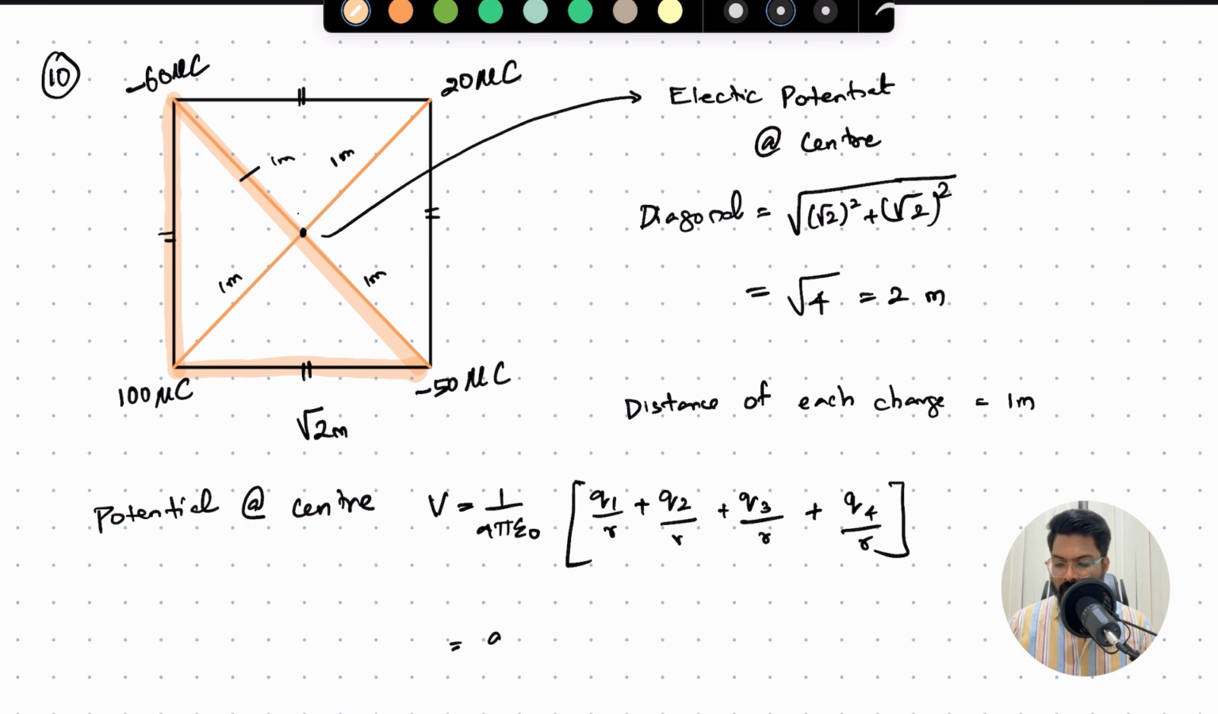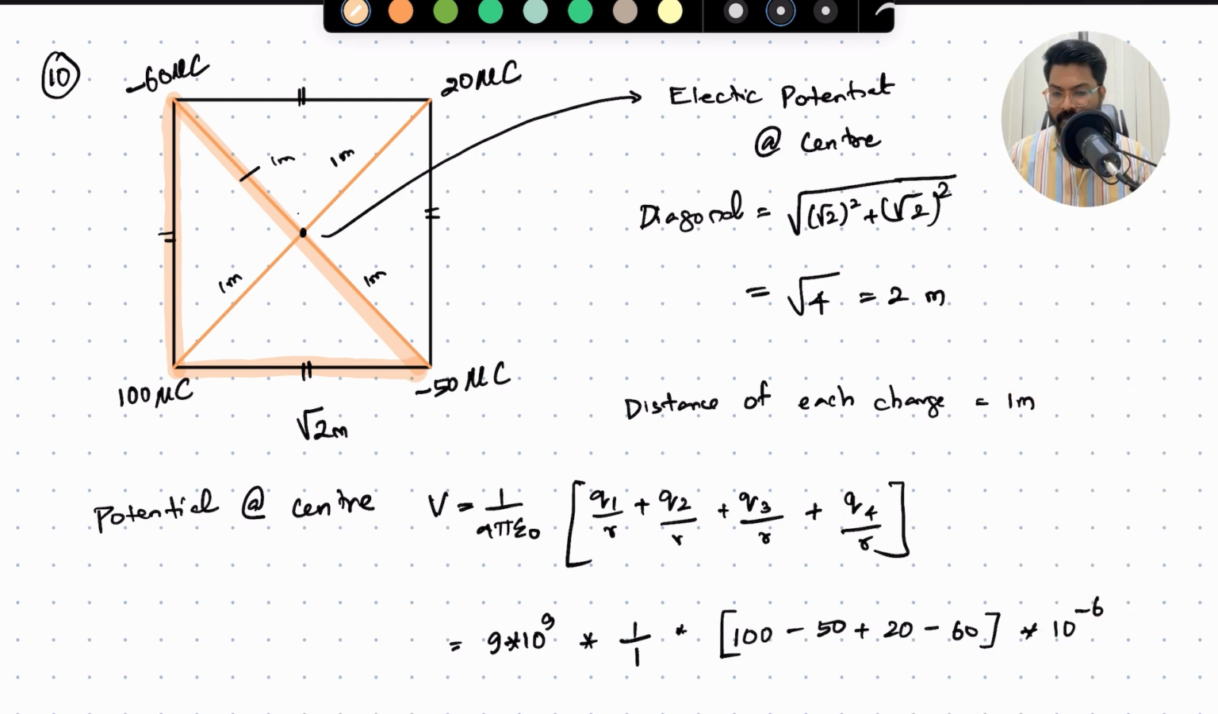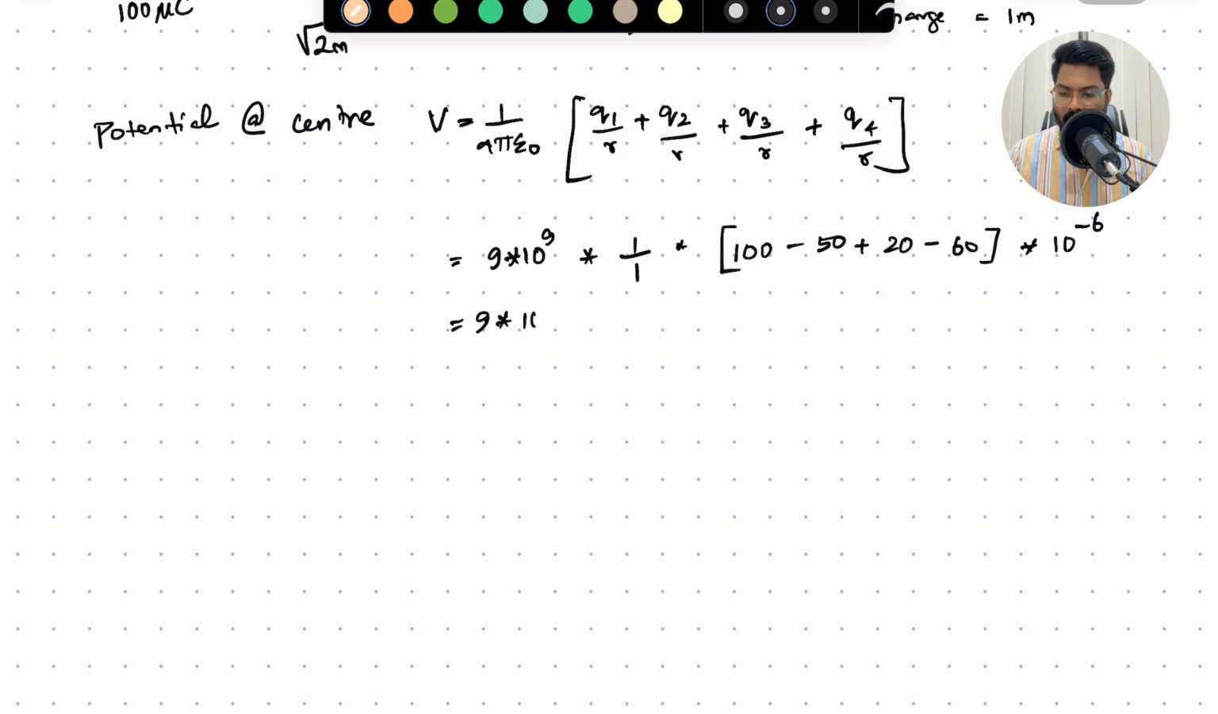1 by 4 pi epsilon naught is 9 into 10 to the power 9. Let me take the R out. So it will be 1 by 1 multiplied by Q1, Q2, Q3, Q4, let me take it as 100 minus 50 plus 20 minus 60, and all these are in microcoulomb. So as a result, I multiply by 10 to the power minus 6. 9 into 10 to the power 9 into 10 into 10 to the power minus 6, or 9 into 10 to the power 4 volts. That is the final answer.